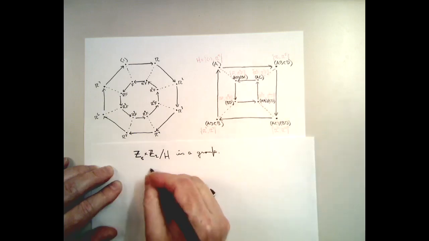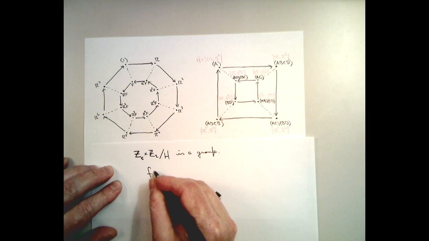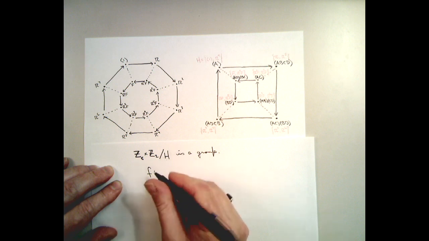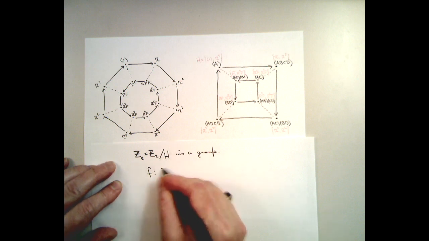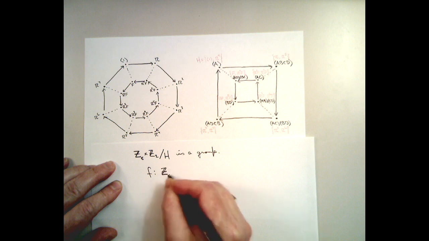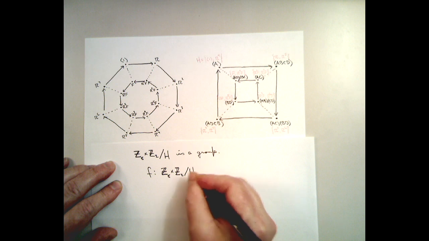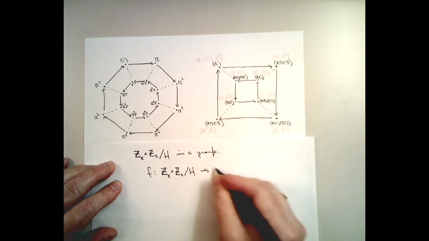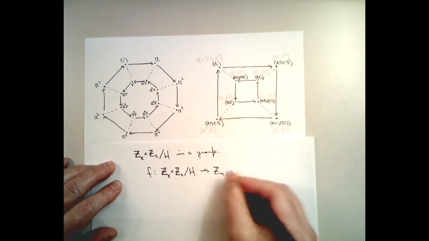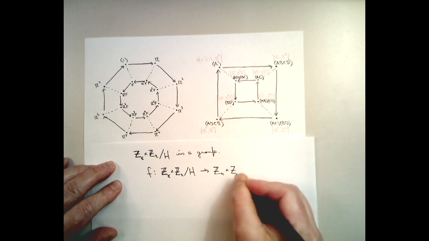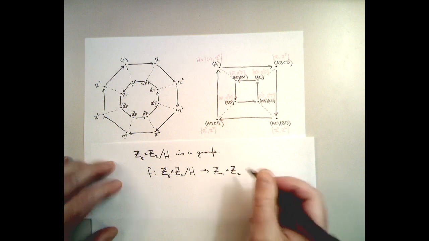In fact, let me make that clear. So I want to talk about a function f that sends Z8 cross Z2, factor out H, to my Z4 cross Z2 group, right?